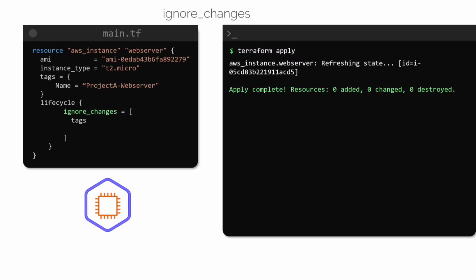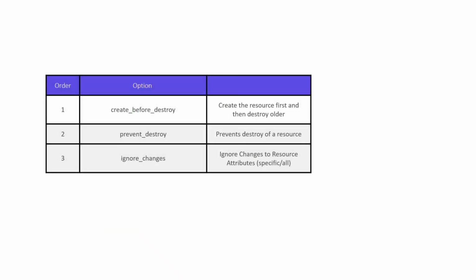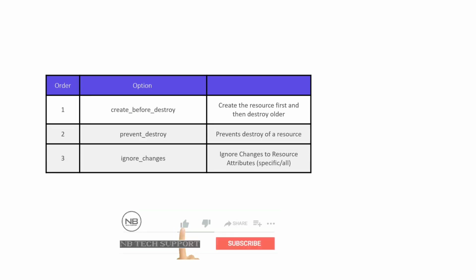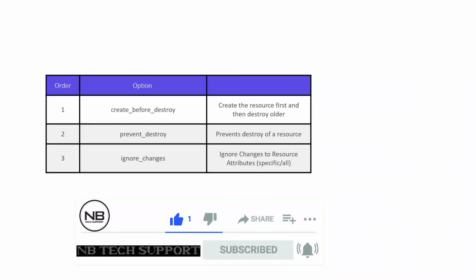And since it's a list, we can add more elements like this. You can also replace the list with the all keyword. This is especially useful if you do not want the resource to be modified for changes in any resource attributes. We will learn more about lifecycle rules later in the course when we work with AWS resources. But for now, here is a quick summary of the 3 argument types that we have seen in this lecture.